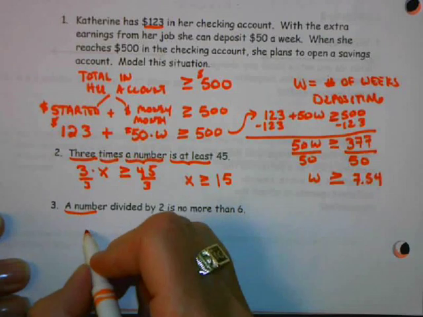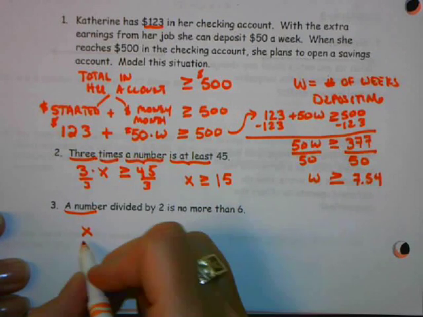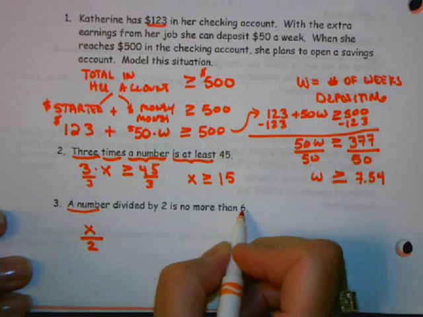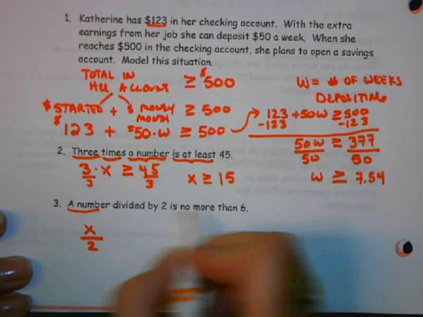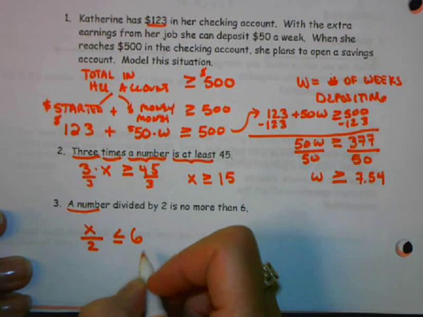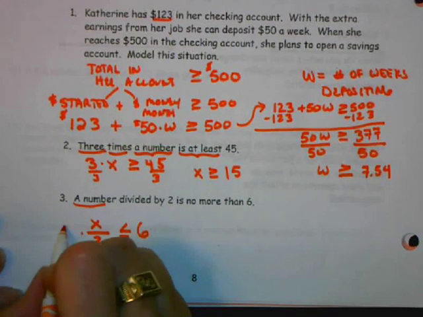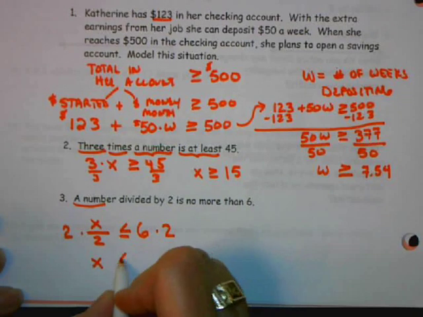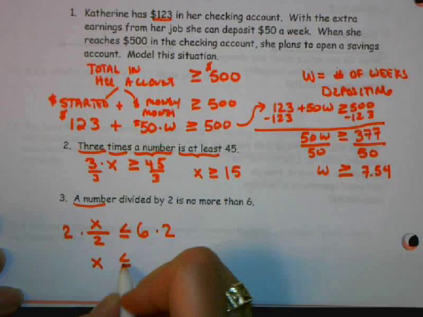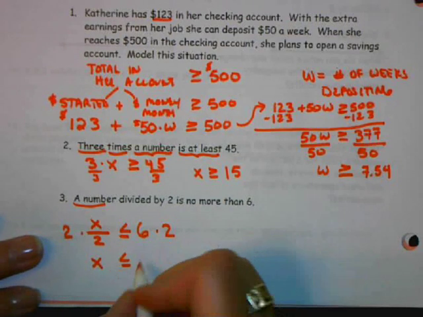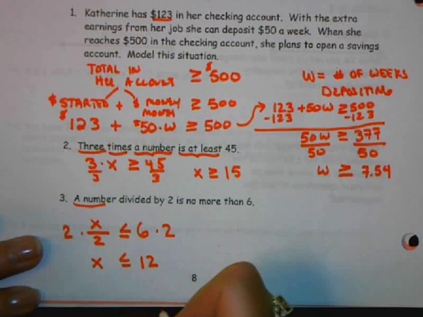Next, a number, that's x, divided by 2 is no more than 6. So it could be 6, or it could be 5, or it could be 4. It needs to be something less than or equal to 6. So to solve this, I multiply both sides by 2, and I get x is less than or equal to 12. I don't switch my inequality sign around because I didn't multiply or divide by something that's negative. So there's my solution for number 3.